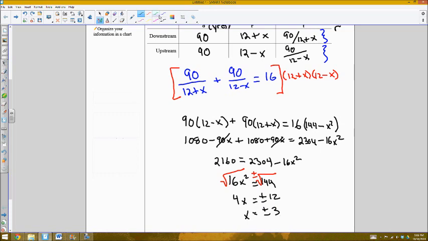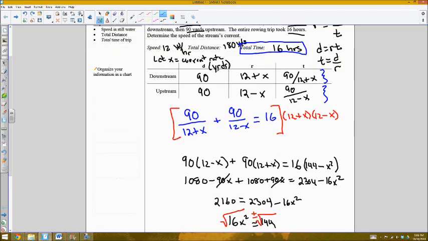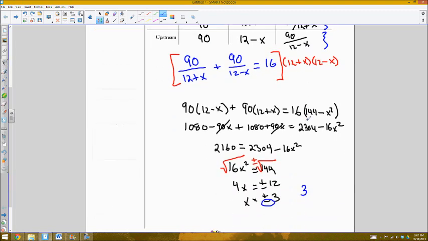Now we have to do some conceptual thinking. Does it make sense to have a negative rate when talking about the current? Now a negative is just a sign of direction. So I'm not going to need the negative because it's just talking about the direction of the current. So my current rate is in actuality just 3, and then I'm going to look back up to recall what my units were, and it was in yards, and my time was in hours. So this rate will be 3 yards per hour. So that's how fast the current is traveling.